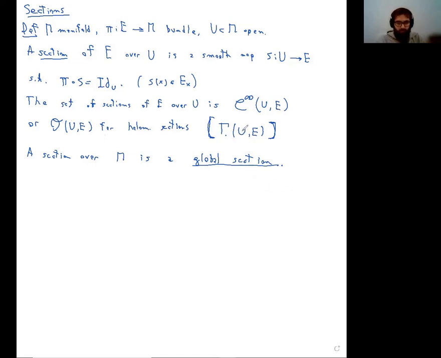When our open set U is all of M, so we talk about sections over M, we call this a global section, because of course it's defined globally on all of M. And when E itself is, for instance, a vector bundle, then the set of sections, whether smooth or holomorphic, is also a vector space, because you can add fiber-wise.